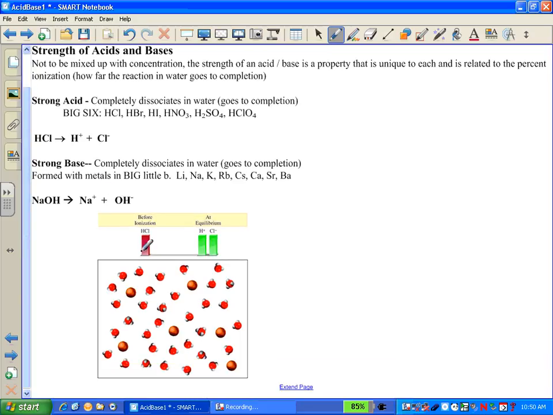So this is a visual here. If we start with this amount of hydrochloric acid molecules at equilibrium, or once we've allowed it to complete its reaction, we will have the exact same amount of H plus and Cl minus. So the molecules will be fully dissociated in the solution.